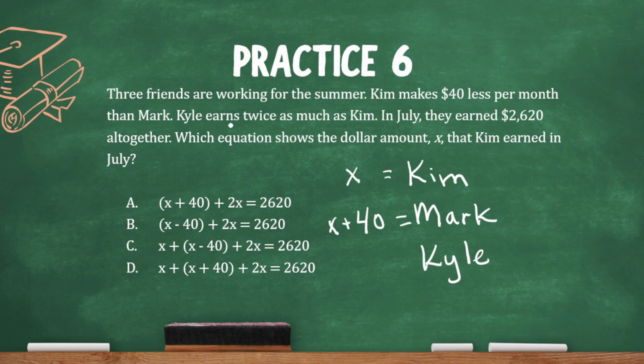And then Kyle earns twice as much as Kim, so that would be 2 times X. Okay, now if we want to find out the total amount, we would just add these all together. So we want X plus 40 plus 2X. So we can just cross off these ones that are X minus 40. And this one only added up 2 people, but we need 3 people. So X plus 40 plus 2X, there's our problem.